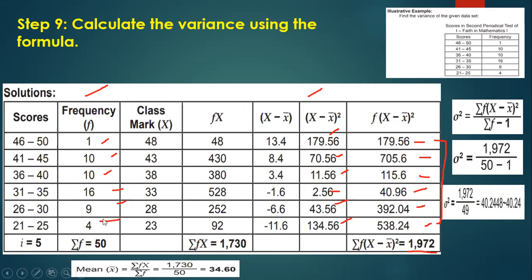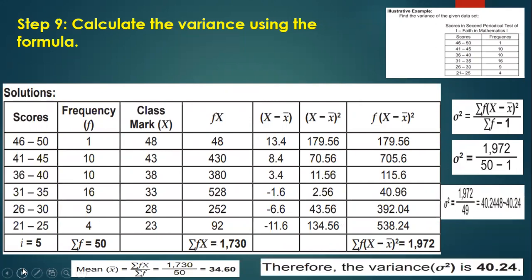Did you get it? The procedure is too long, it's too complicated, so you need to do it carefully. Okay, how to find the standard deviation? The difference between them is that the variance is squared, and for the standard deviation, you need to take the square root of the final answer for the variance.